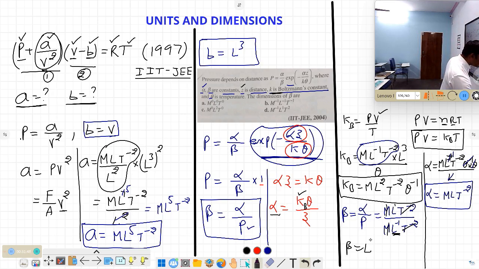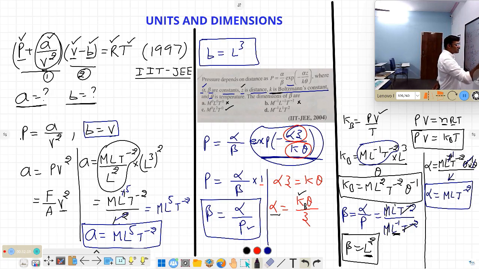Beta is equal to L square. So what is the beta value here? That is L square. So the dimension formula for this one, if you check the options: the first one, m0 L0 t0, is not correct. Second one, m minus 1 L minus 1 t minus 1, not correct. Third one is m0 L square t plus 2. See, we have L square, so this is the correct option.